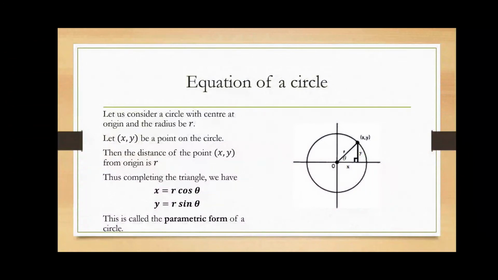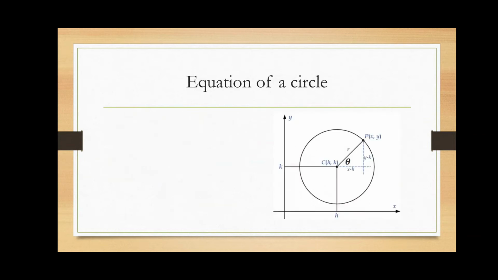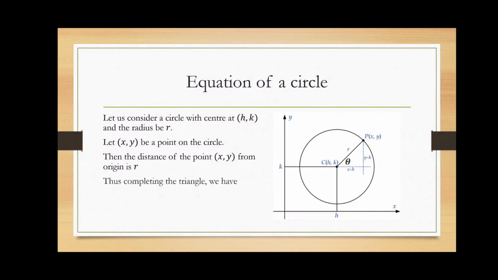Now obviously this is the case when the center is at origin. If the center is not at origin, that is, when the center is at h comma k, then the same thing will be h plus r cos theta and k plus r sin theta. So that's it. These are the only two forms that we had left in the first class.